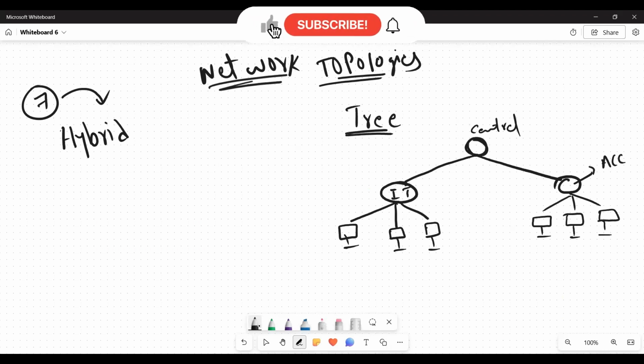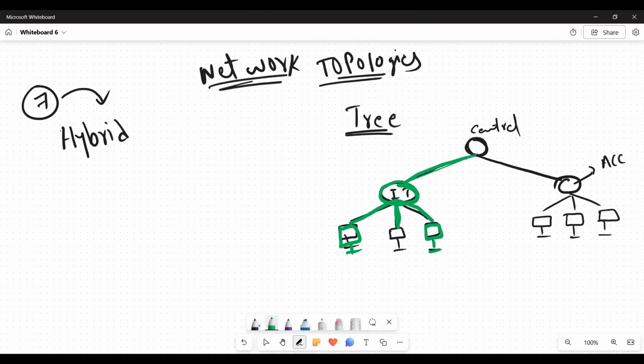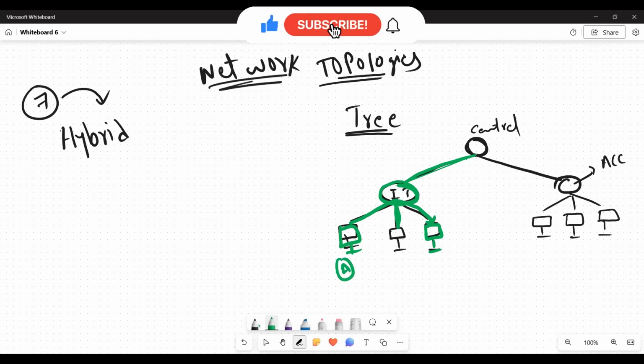So in this tree structure, data would transfer from this device to this device. It will transfer from the main hub or switch, and from here it will transfer here, and then it will send to B and to C. So this is device A, this is device B and this is device C. Like this, the data will be transferred in tree topology.